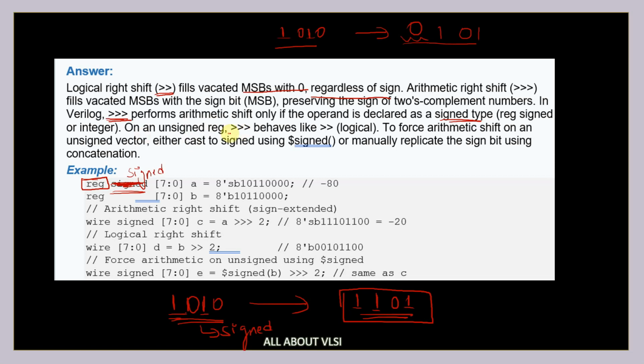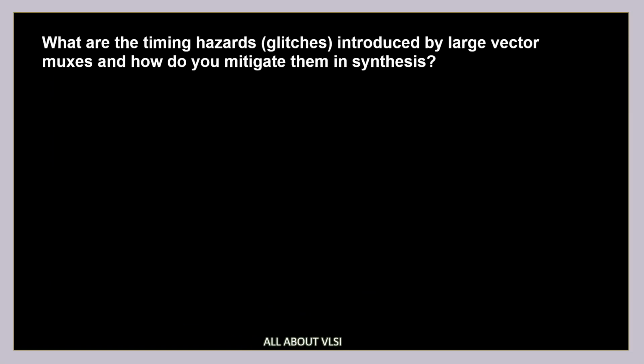So with an unsigned reg, it is going to behave as a normal logical shift operator. And if I want to force the arithmetic shift, I can use this dollar signed. Yes. So this is the difference between your logical right shift operator and arithmetic right shift operator.